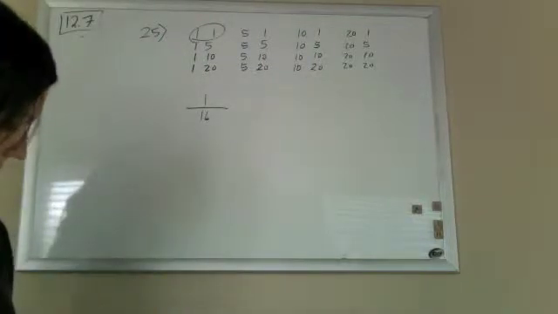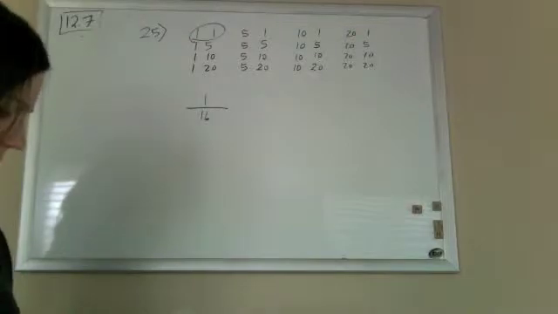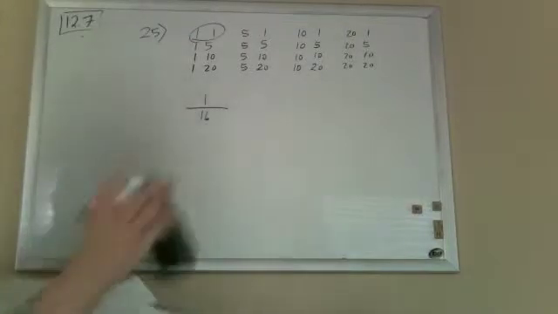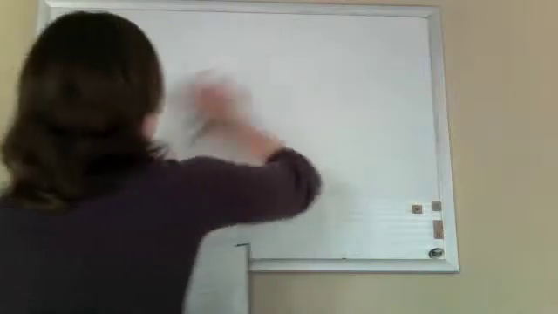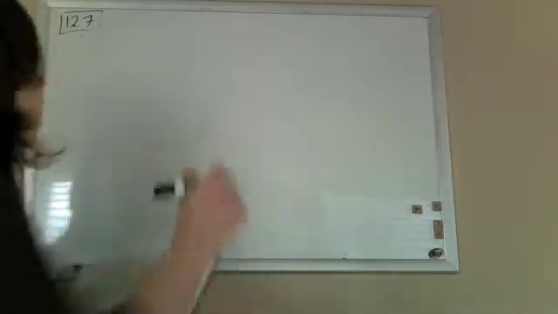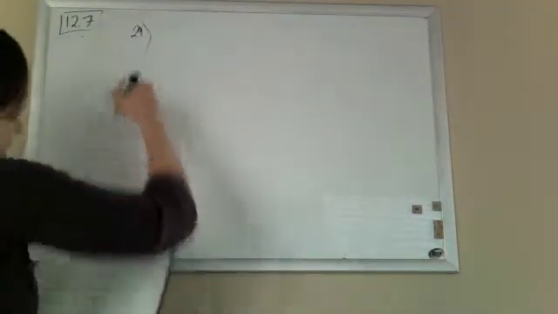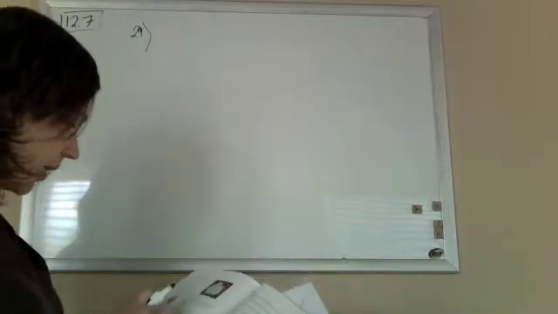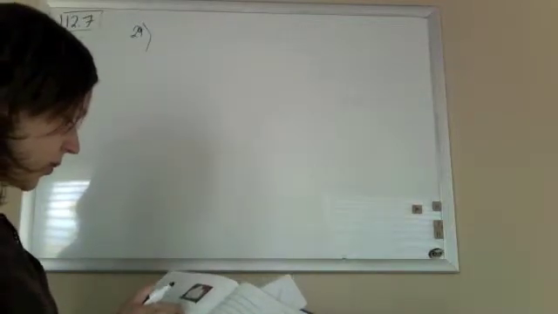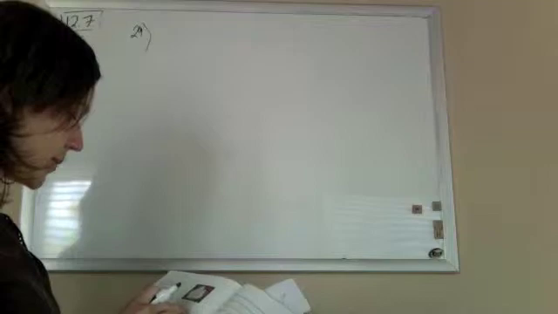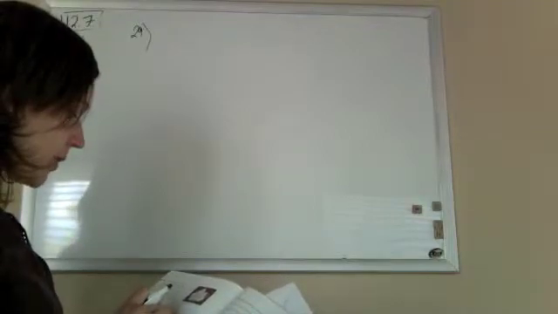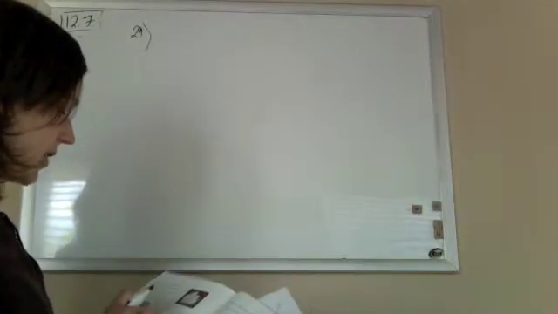Looking good. So moving on to 29. So for 29, 2 dice are rolled, one after another, construct a sample space, and determine the probability that the sum of the dots is a 6.